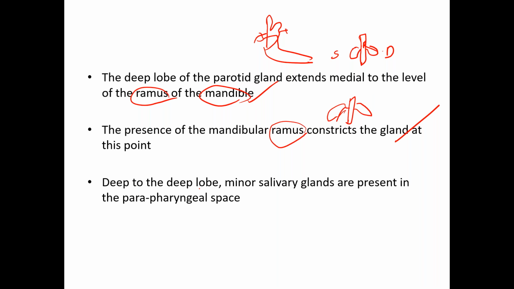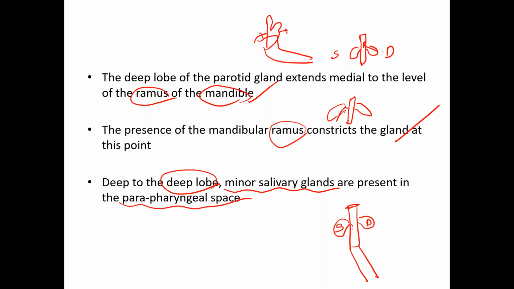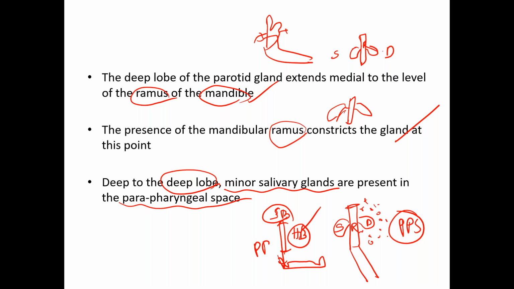Deep to the deep lobe, minor salivary glands are present in the parapharyngeal space. When you go medial to the ramus of the mandible, this is the superficial lobe and then the deep lobe of the parotid. Minor salivary glands are present all over the parapharyngeal space. Where does the parapharyngeal space lie? From the skull base to the level of the hyoid bone.